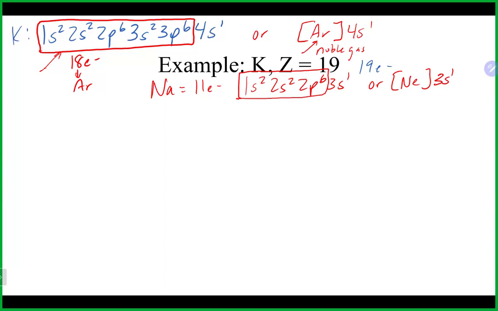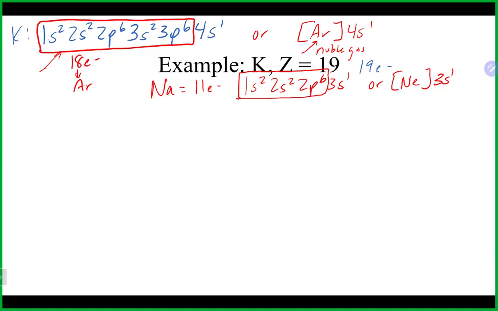Why is it better to write it the short way versus like that? There's really not, other than it takes up less room, obviously. There's no real reason, except as you continue on, the electron configurations get larger. So sometimes people like to use a shorthand, so that as they're writing it down, it's not so long. You could do it either way.